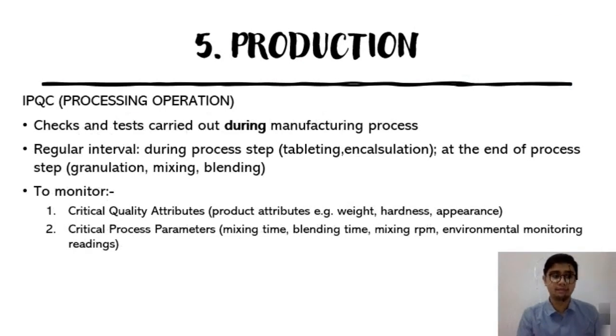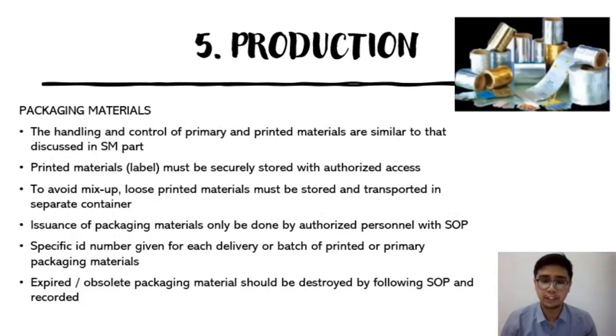Now we're done with the processing operation and we continue with the packaging material part of production. The handling and control of the primary and printed packaging materials are just similar to that discussed in starting material part of production chapter. The printed materials, or we call labels, must be securely stored with authorized access.